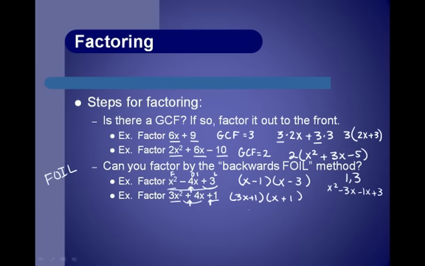That way the outer two terms would give us 3x. The inner two terms give us 1x. So 1x and 3x gives us a middle term of 4x. So that is factored form.